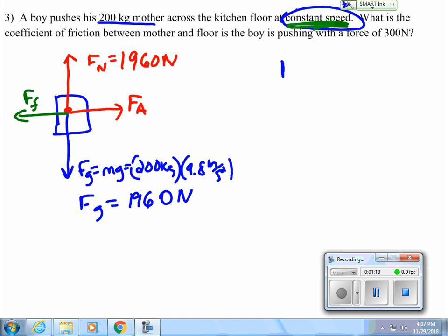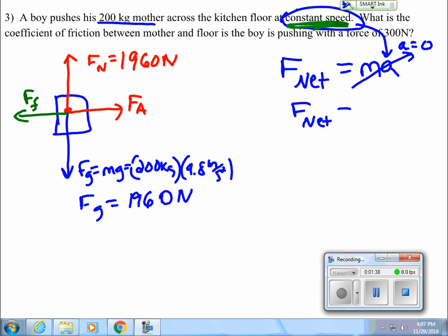All right, so let's just look at the boy, and let's look at the mother getting pushed across the floor, and I'm going to write the start of my equations, all of them. The summation of all my forces is considered force net, and I say, well, is it equal to mass times acceleration? But because of the constant speed, a equals 0, so this whole thing equals 0. So now I can write my force net, all my summations of my forces, are going to be equal to 0. What are my two forces?